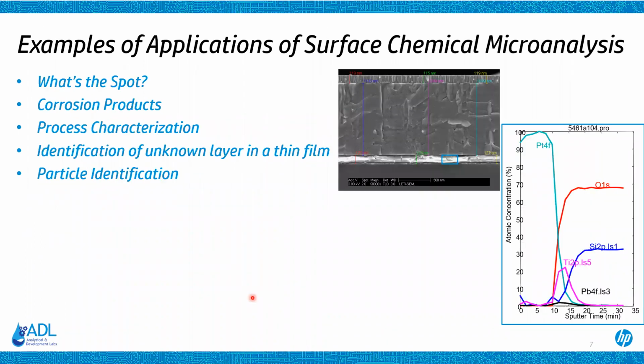So I'm going to talk a little bit about different examples of doing surface chemistry and microanalysis. We all see things coming into our labs. People are asking, what's a spot that's present? What are the corrosion products? I need to characterize a process. I need to figure out a particle. You know, what is a particle? Where did it come from? Or there's an extra layer in my thin film and I don't know what it is and it really shouldn't be there. So we'll go through a few examples of that.